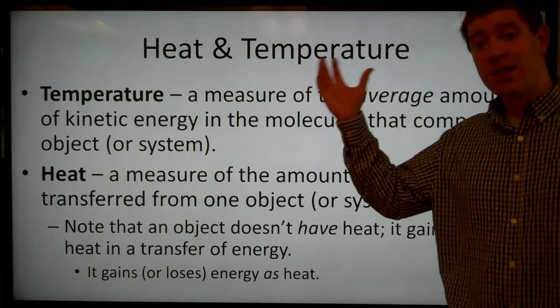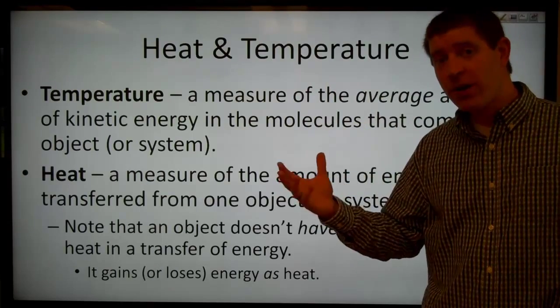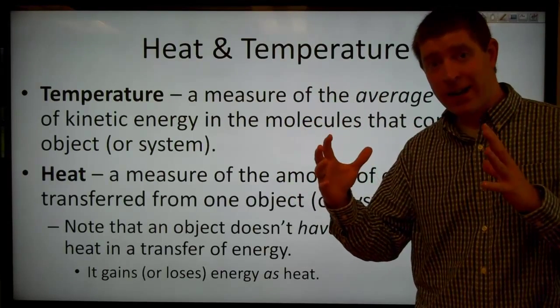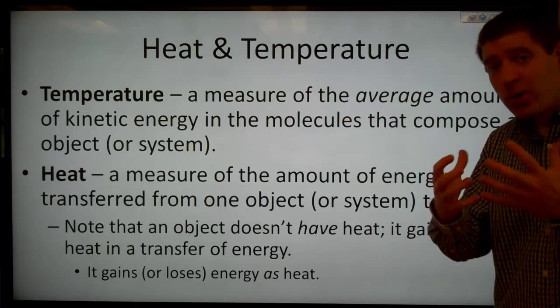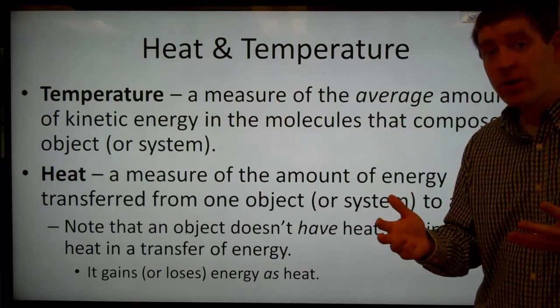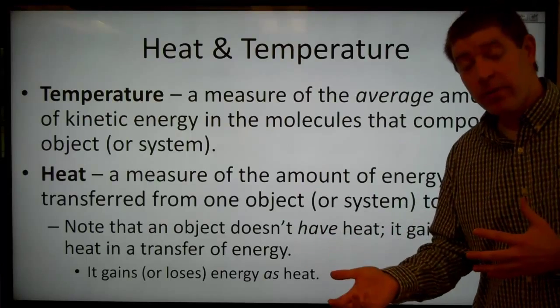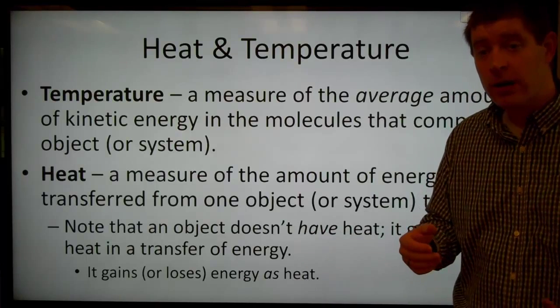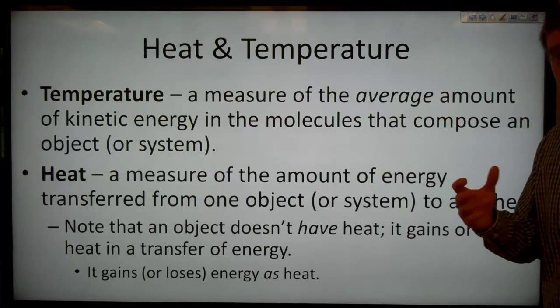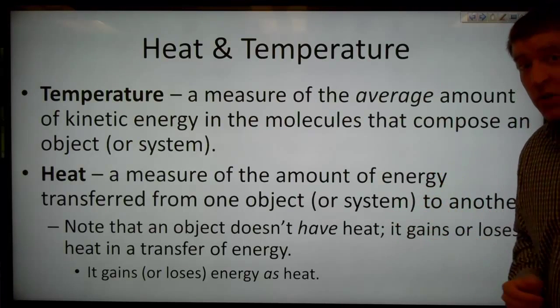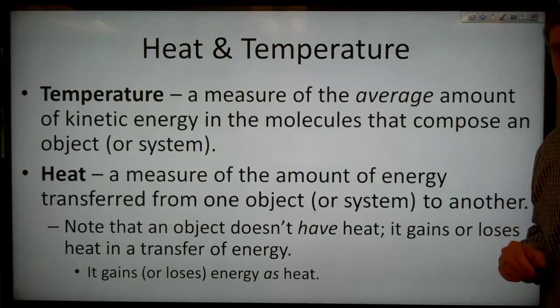An object has a temperature, and the temperature is a measure of how much of that random kinetic energy the molecules have. And it's an average. So each molecule in the object has a different amount of kinetic energy. Some of them are moving faster, some of the molecules are moving slower, but there's some average to that distribution, and that's the temperature that we talk about.